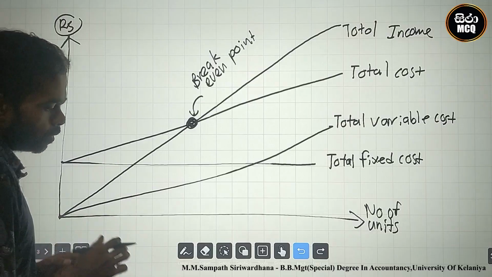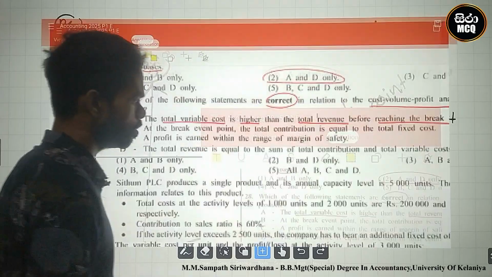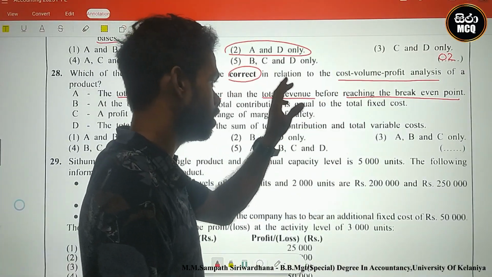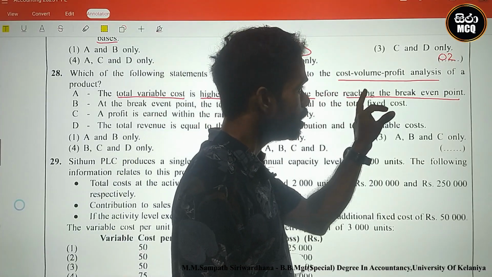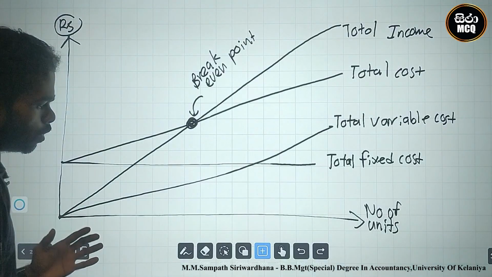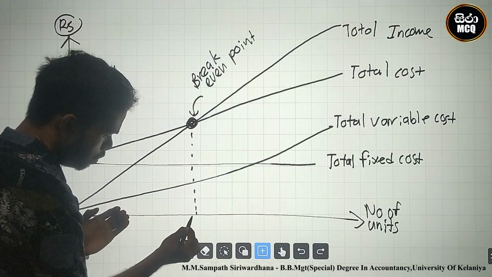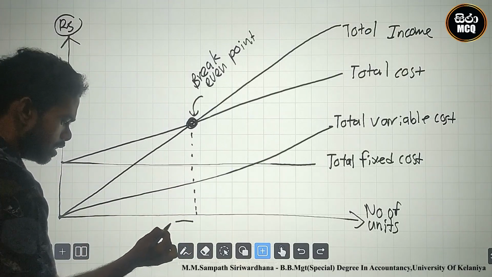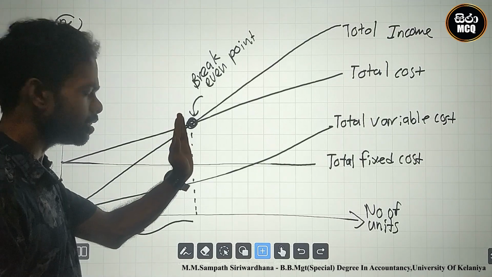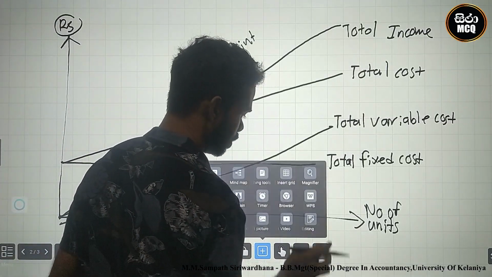Okay, look here, what is the statement? Total variable cost is higher than total revenue before reaching break-even point. Before reaching break-even point means this area. Okay, before reaching break-even point, this is the area we must concentrate on. What is that?